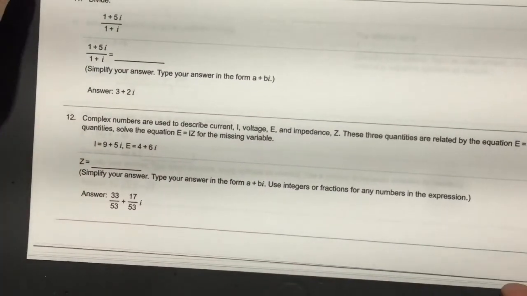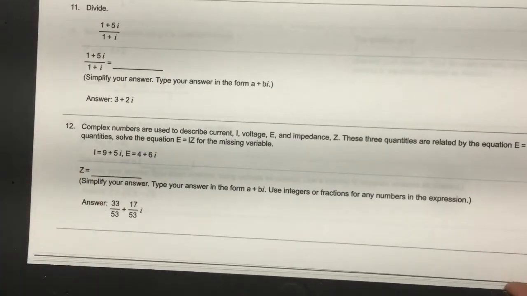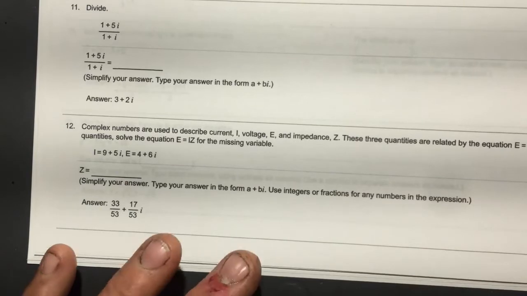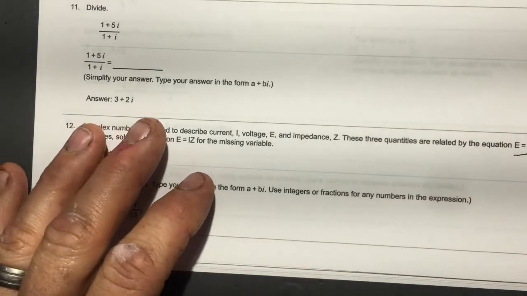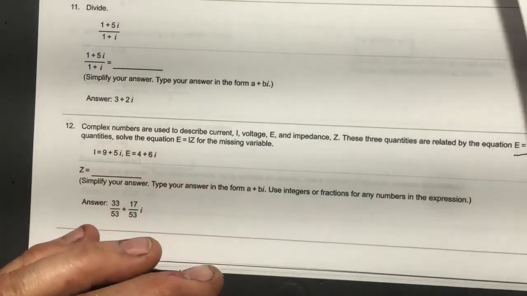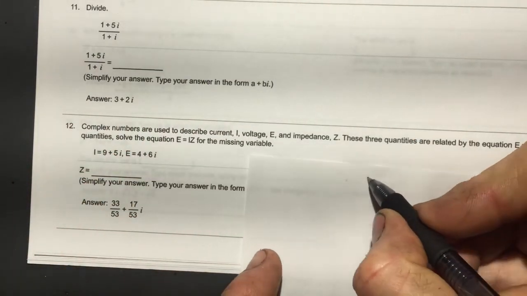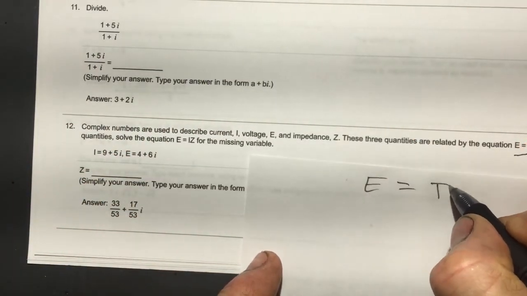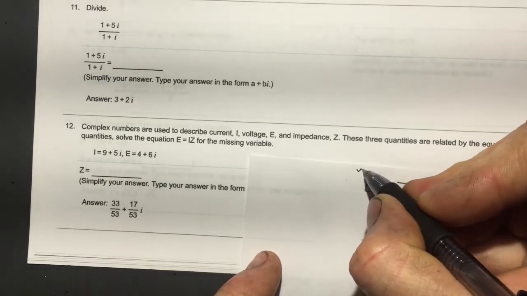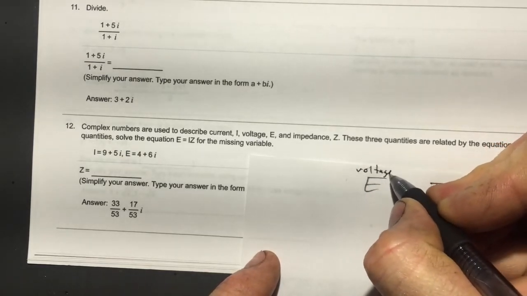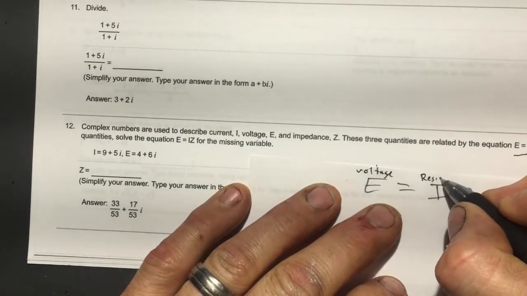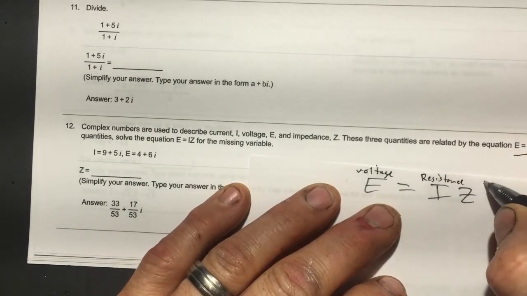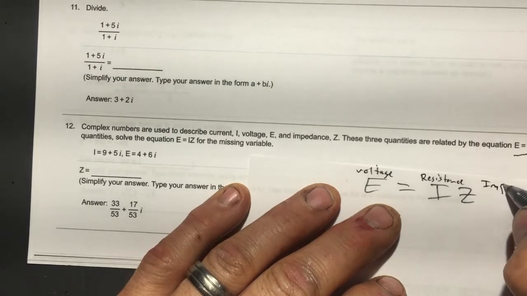Now let's go to 12. Complex numbers are used to describe current, voltage, and impedance. And here it is right here. E, maybe I should write that down again. E equals I Z. This is your voltage. I is your resistance. And Z is your impedance.